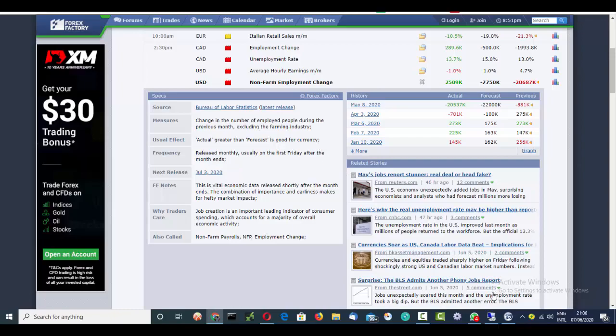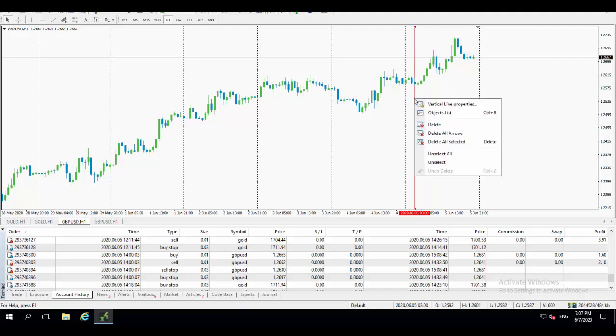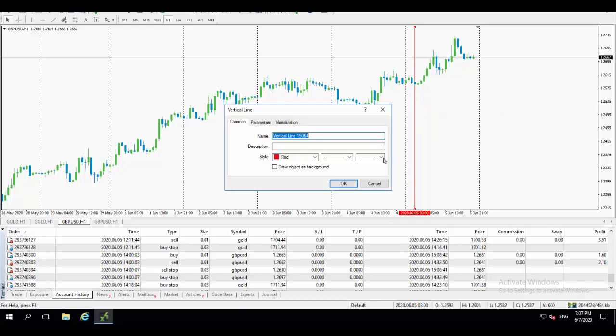Now, let's go to our chart. Now, here is the chart. And remember that we set our time to 2 p.m. So let me just quickly work on the chart now so that we can see what I'm talking about.